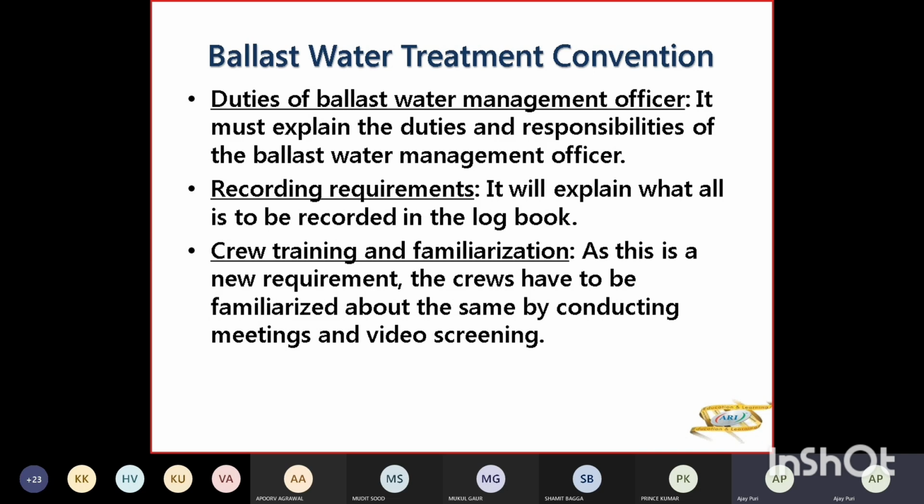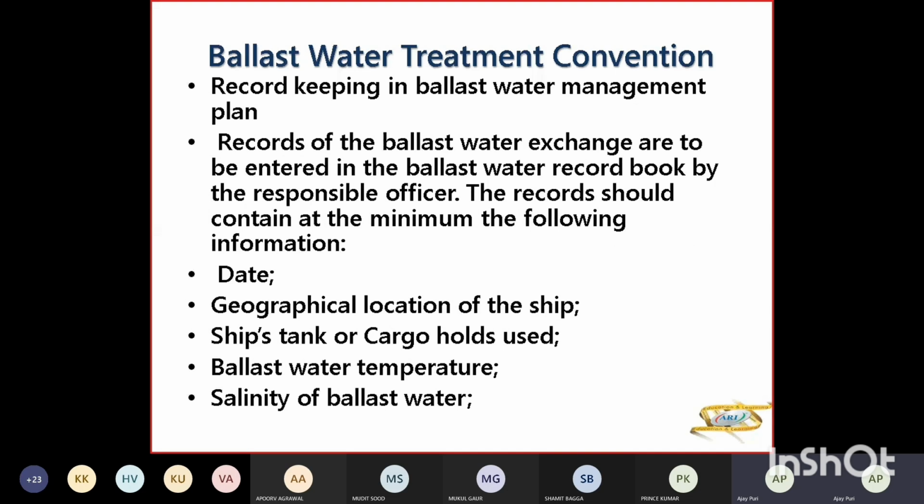Then what are the recording requirements? What are the items to be recorded in the logbook? And the crew training and familiarization of ballast water treatment should be there. So that should be your video screening, your manuals, your placards. So all this crew should know.